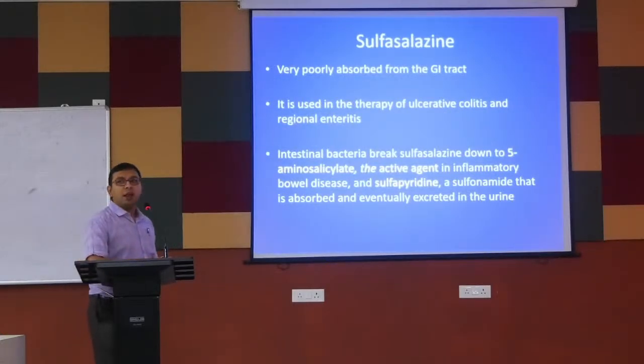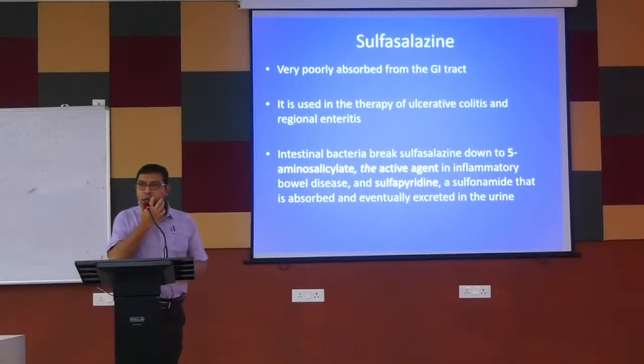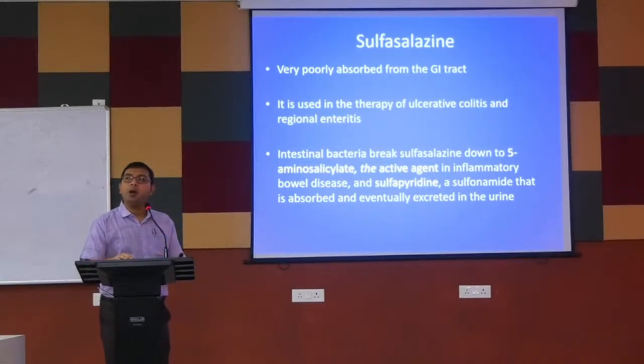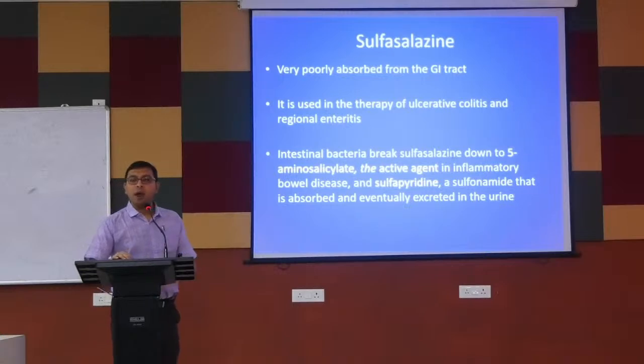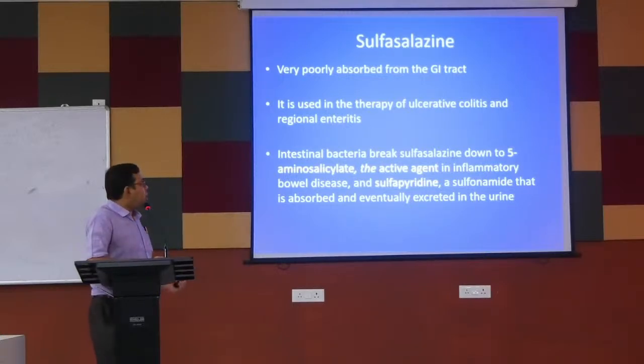Now coming to sulfasalazine. The previous three sulfonamides have been shown to be very well absorbed from the gastrointestinal tract, but sulfasalazine is very poorly absorbed from the gastrointestinal tract. It is used mainly in the therapy of ulcerative colitis and regional enteritis. So basically, it is used in inflammatory bowel disease like ulcerative colitis and regional enteritis.